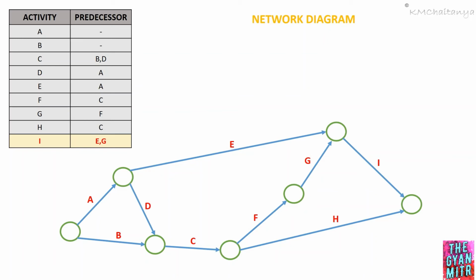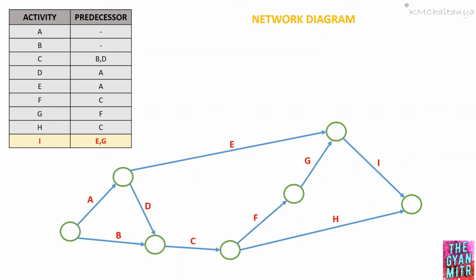Also, I have merged activity I and activity H. This is because these two are the last activities, and in the network you can have only one final event. Therefore, you cannot have two events at the end. In order to avoid that, I have merged activity H and activity I. So this is how to draw the network diagram for the given activity predecessor relation.